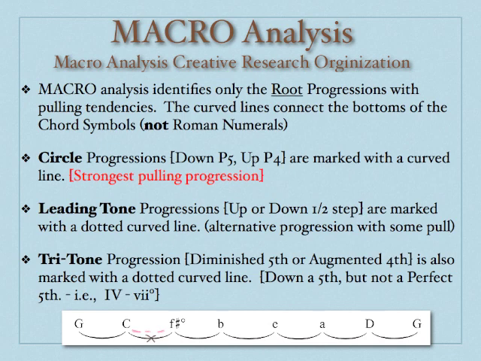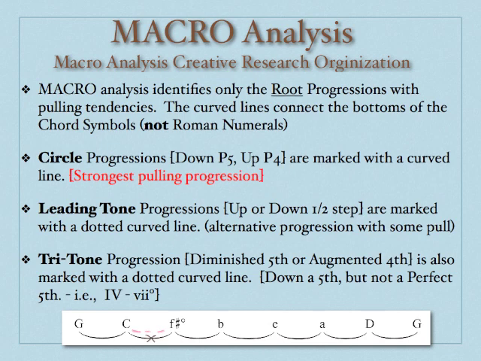But the other progressions that are an alternative to circle progressions that still have some pulling tendencies are leading tone progressions, which go up or down a half step, and they're marked with a dotted curved line, or a tritone progression, which is also marked with a dotted curved line. It goes down a fifth, but not a perfect fifth.